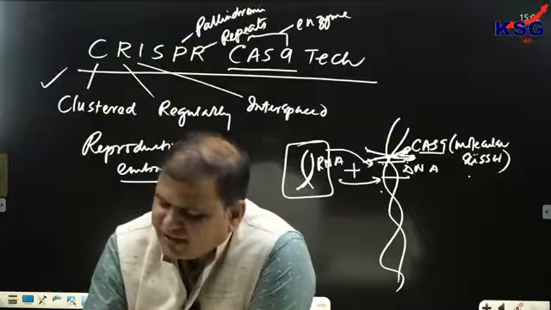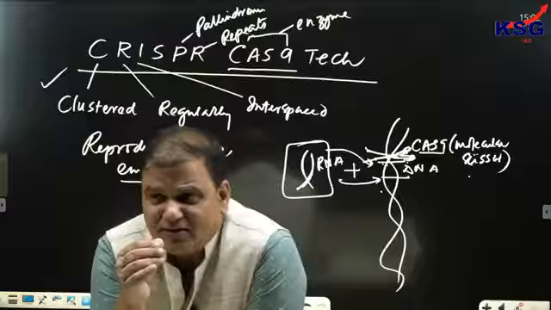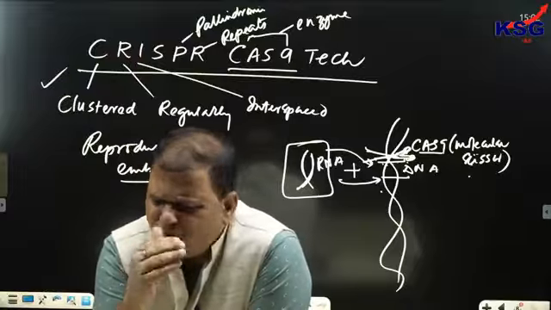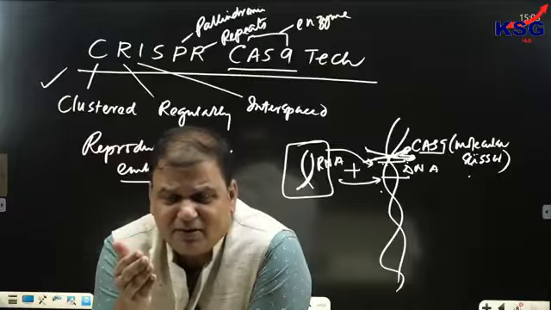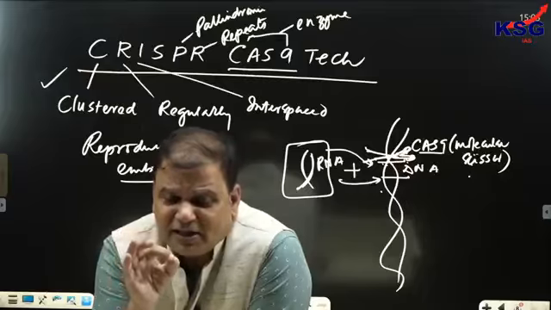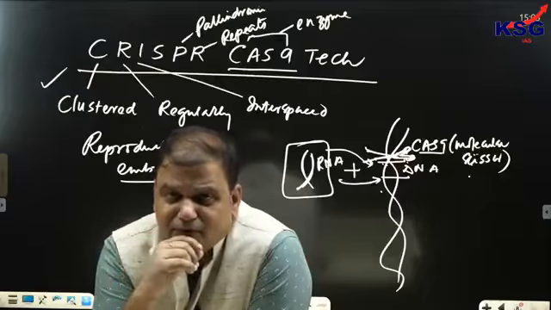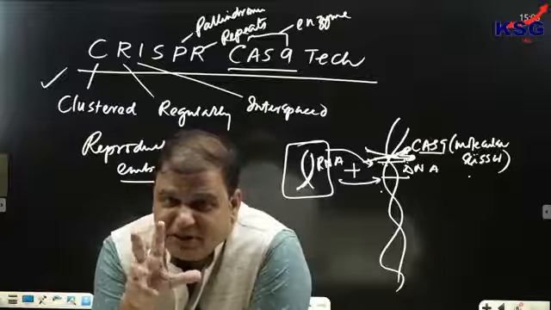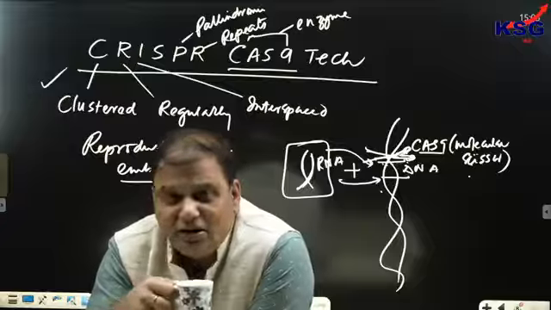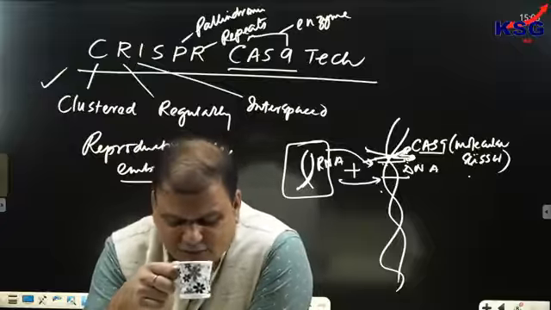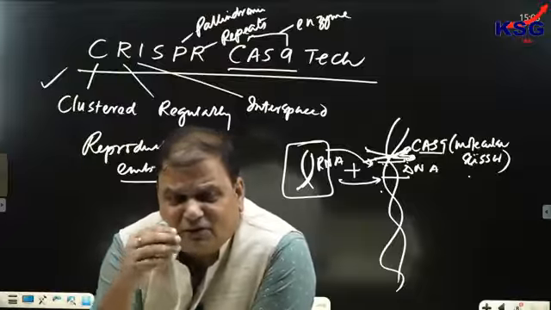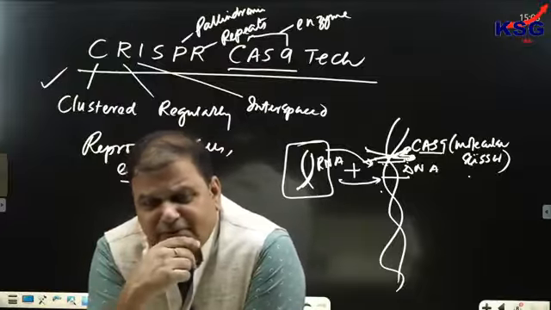But see, CRISPR-Cas9 technology can be criticized also. If CRISPR-Cas9 technology is used for removing diseases, then it is wise. It can be used. But if CRISPR-Cas9 technology is used for fulfilling the aspiration of parents, that the parents wish that these kinds of features should be present in their child, then it is not justified. In this context, we can talk about the development of designer babies.